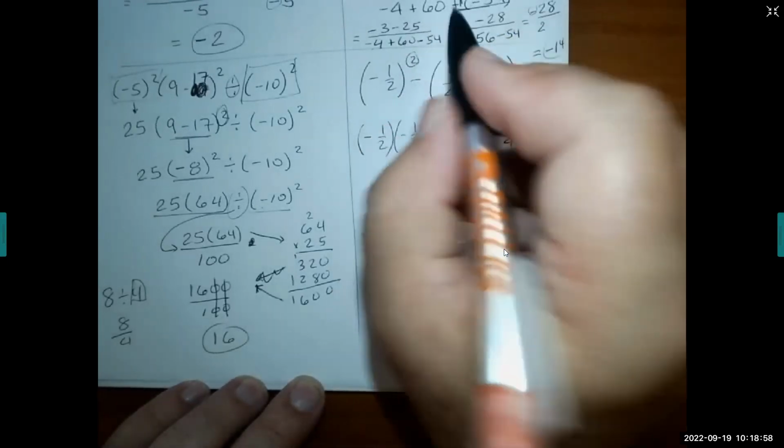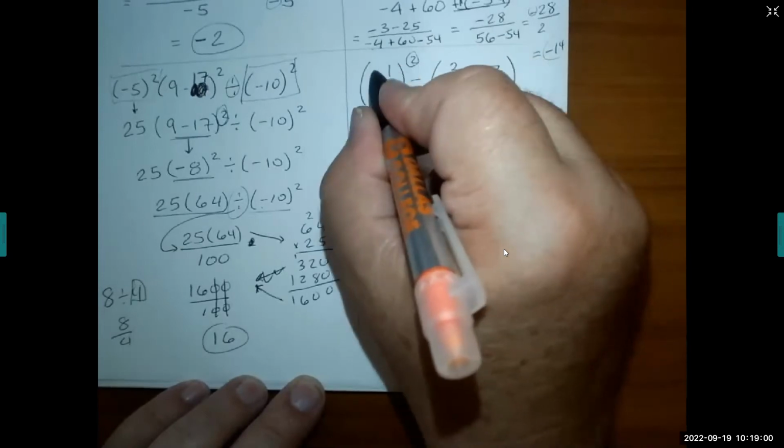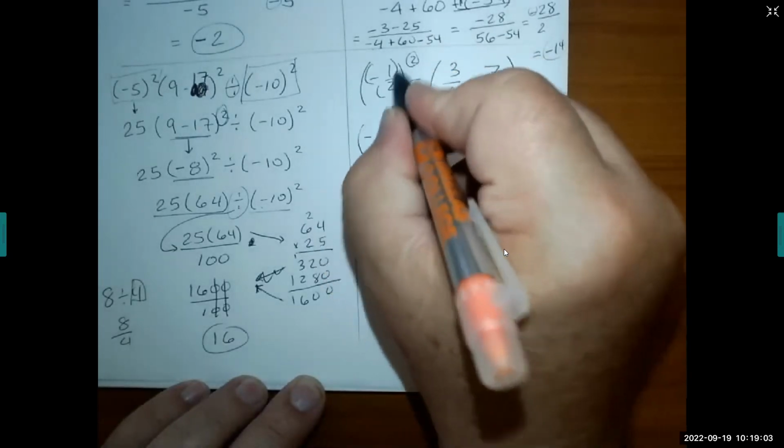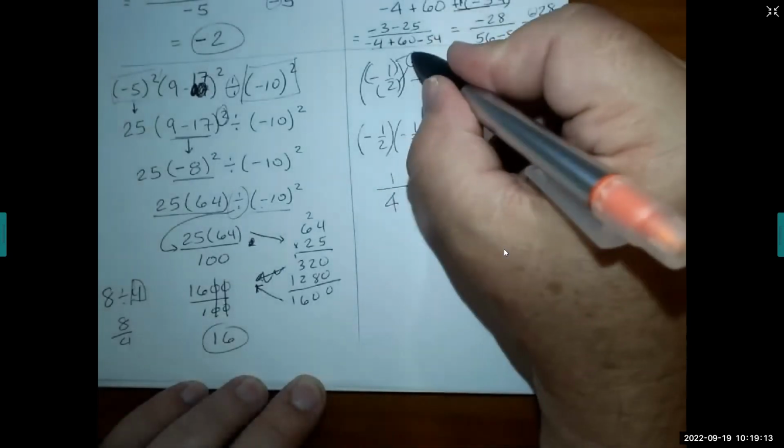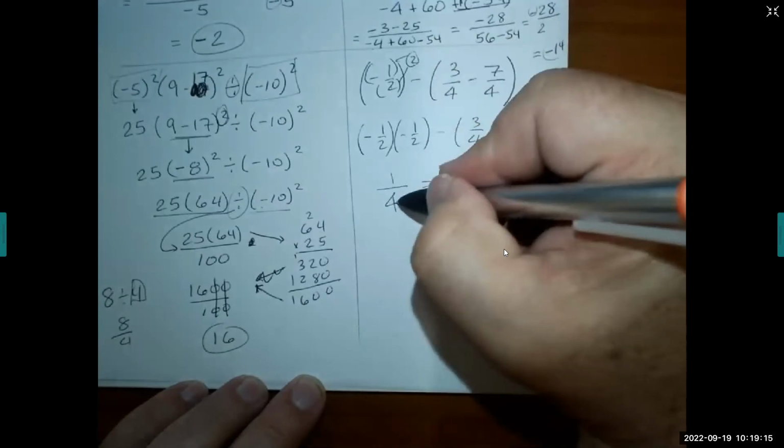So what you do is this exponent goes to both top and bottom. Whenever you have fractions raised to a power, that power goes to the top number and the bottom number. So -1 squared is 1, 2 squared is 4.